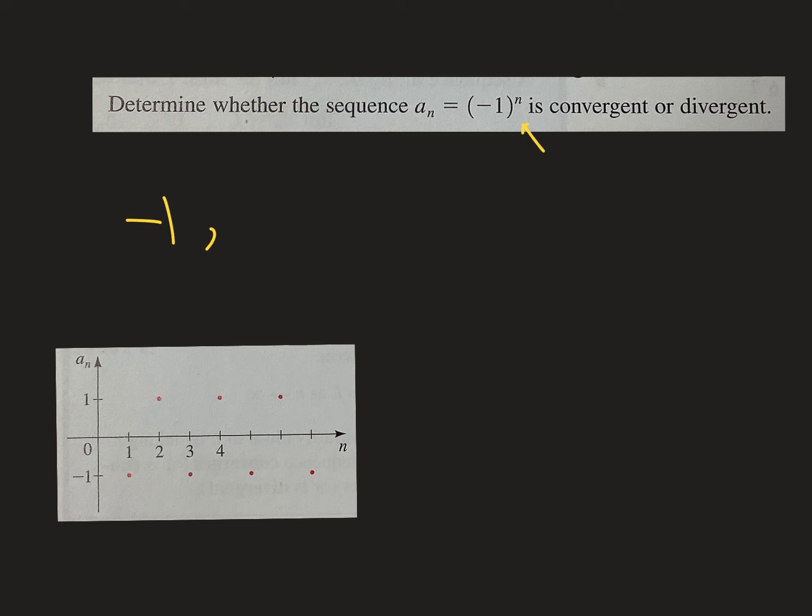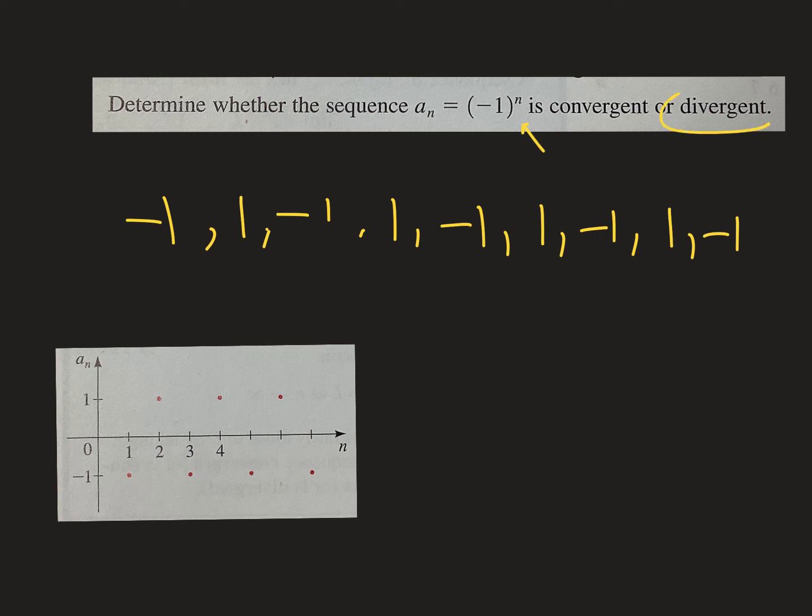If I plug 2 in there, I get +1. If I plug 3 in there, I get -1. If I plug 4 in there, I get +1. 5, I think you see the pattern. This is going to go on and on and on. So the question is, does it converge on a number? Or does it never converge? Does it just stay divergent?